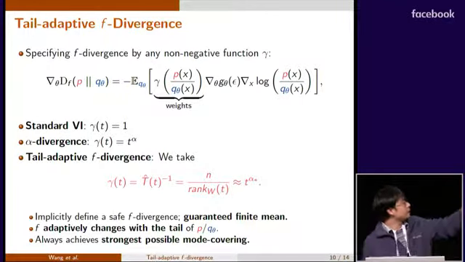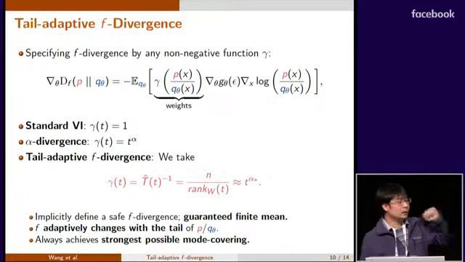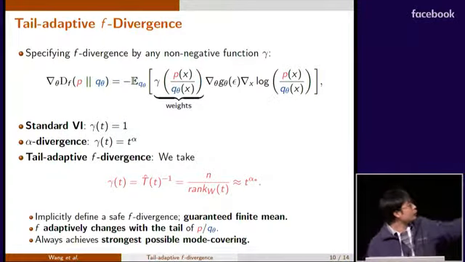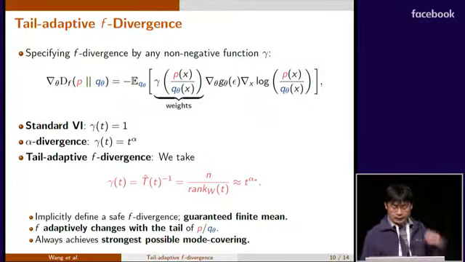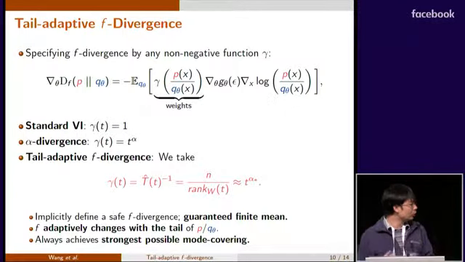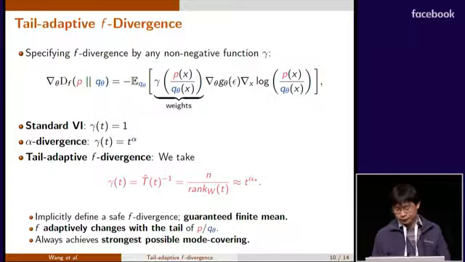Essentially, we have this very general gradient formula. If gamma equals 1, it's the standard variational inference. If gamma equals a power, it's alpha divergence. Now we just take gamma equal to the inverse of the tail probability. That naturally allows us to adapt to the tail of the density ratio distribution. And this also helps to keep the finite mean, but also promotes the strongest possible mode covering.